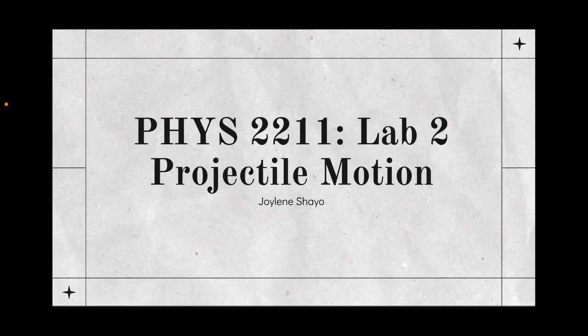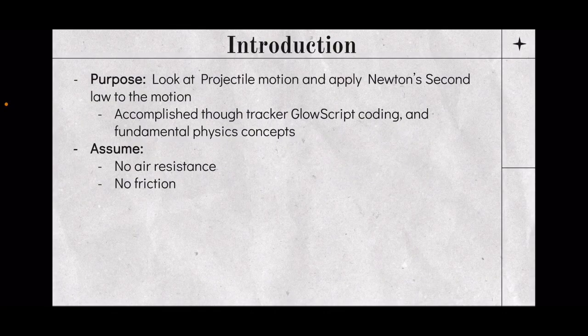Lab 2, Projectile Motion. An introduction to this lab. In this lab, we're looking at projectile motion and applying Newton's second law to that motion. And we accomplish this through using Tracker, GlowScript coding, and fundamental physics concepts. And we assume in the beginning that there's no air resistance and no friction.